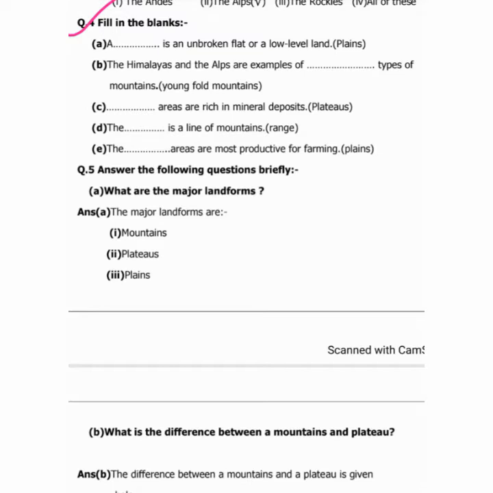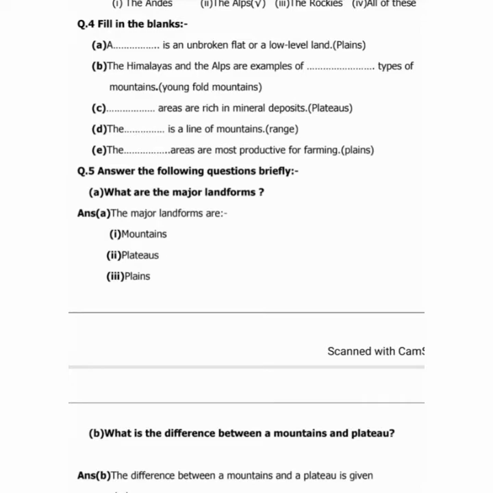Now coming to C: Plateau areas are rich in mineral deposits. Now coming to D: The range is the line of mountains. Ranges are the lines of mountains. E: The plain areas are most productive for farming. So plains are more productive for farming.